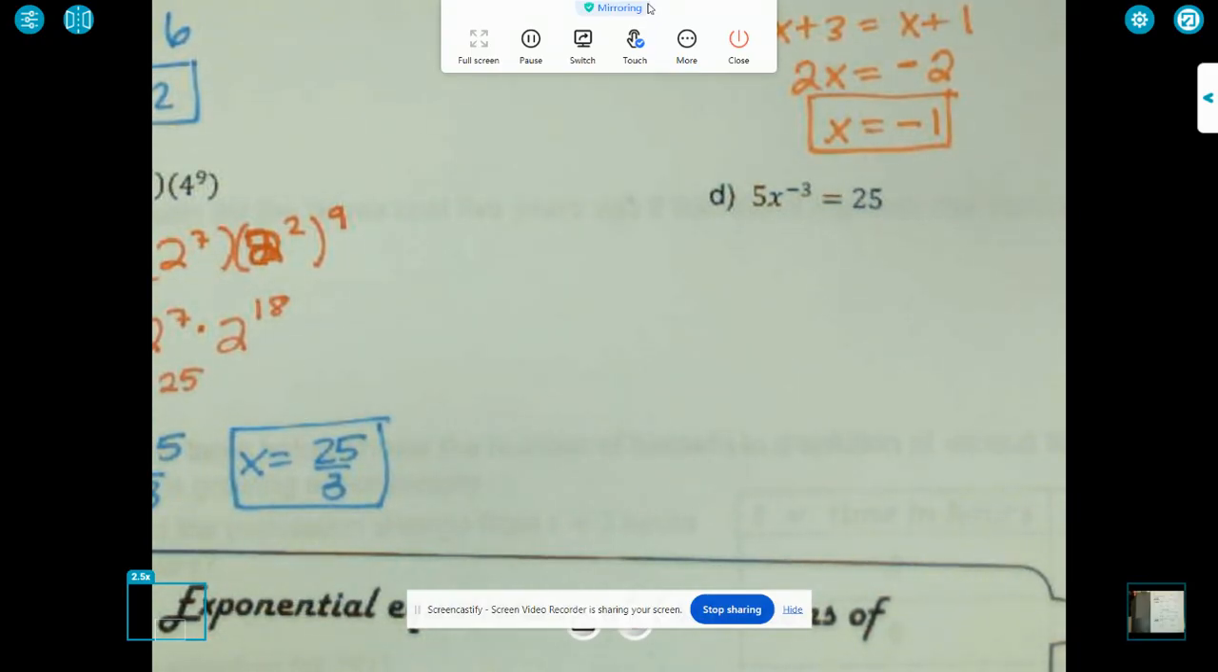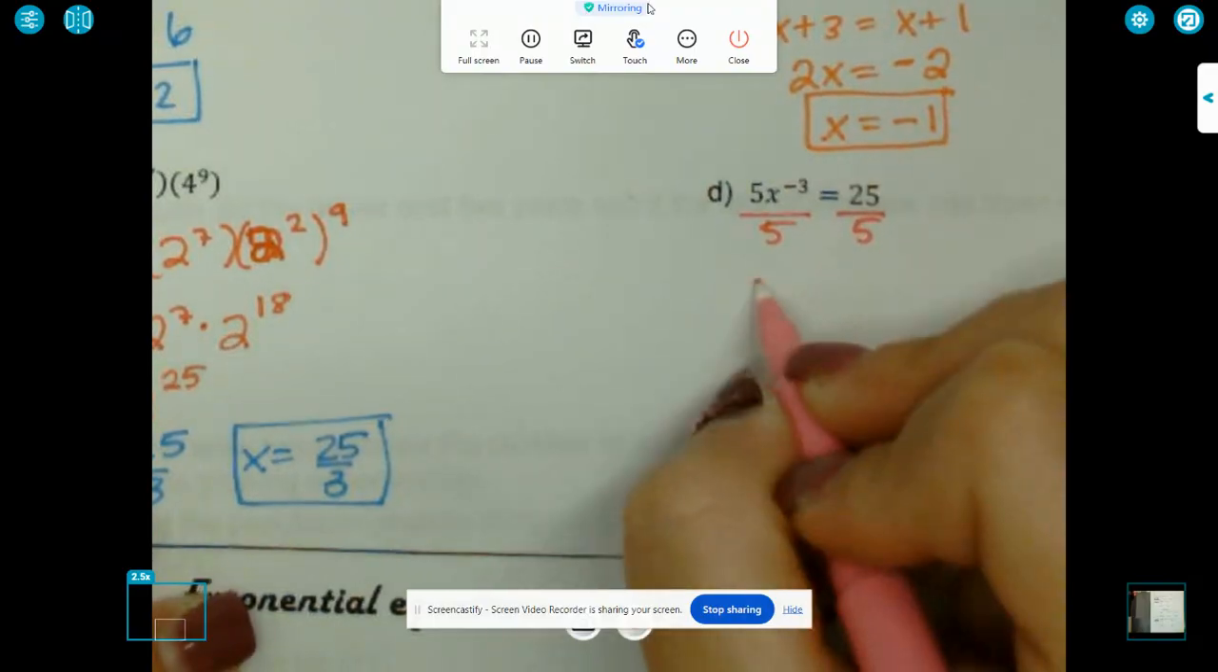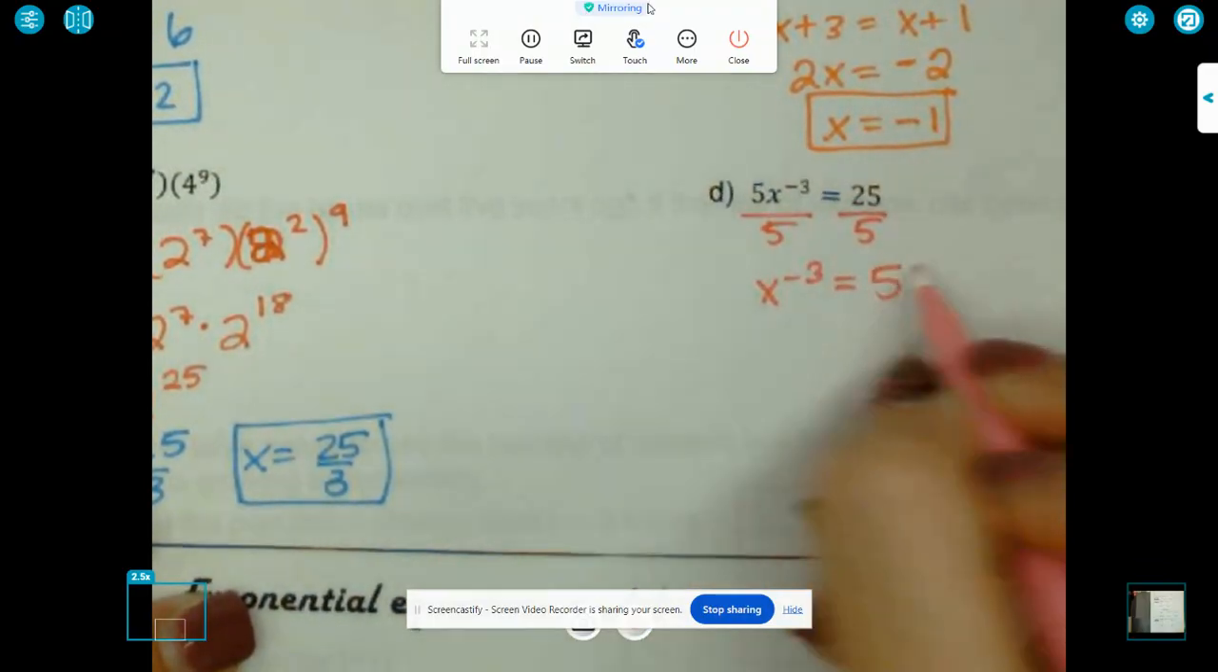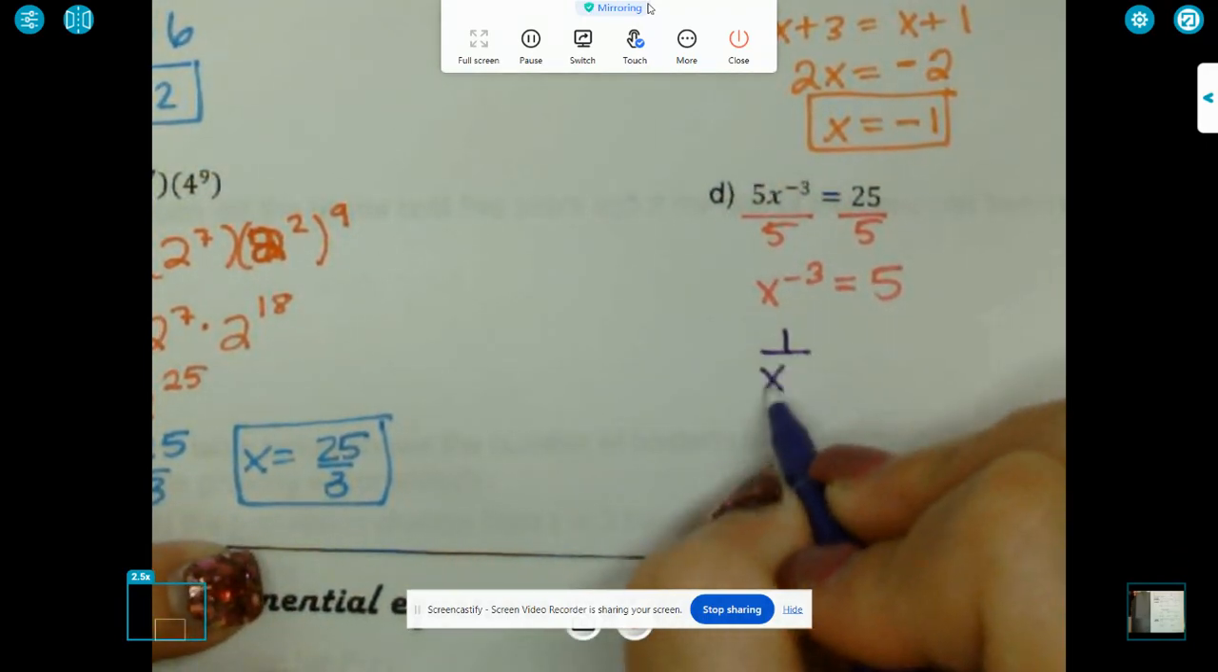So can I get rid of the 5? Yeah, like if that said 5x equals 25, what would you do? Divide by 5, right? We're going to divide by 5. So now x to the negative 3 equals 5. What can't I have that I have? A negative exponent. So let's move that down. So it's going to become 1 over x cubed equals 5.